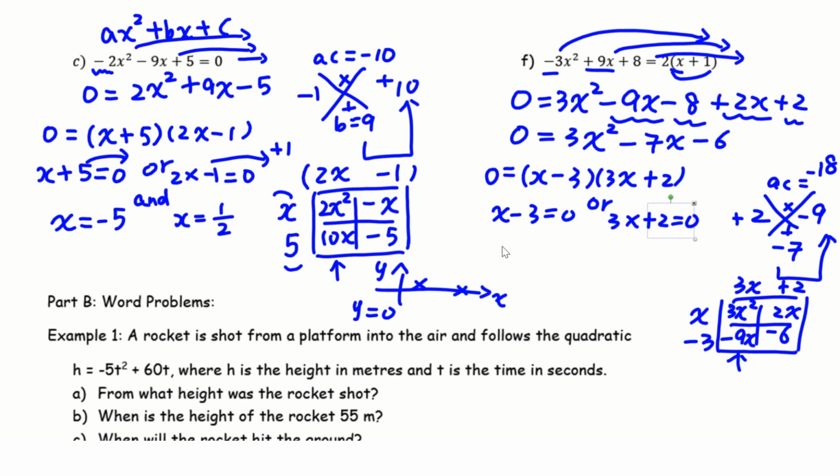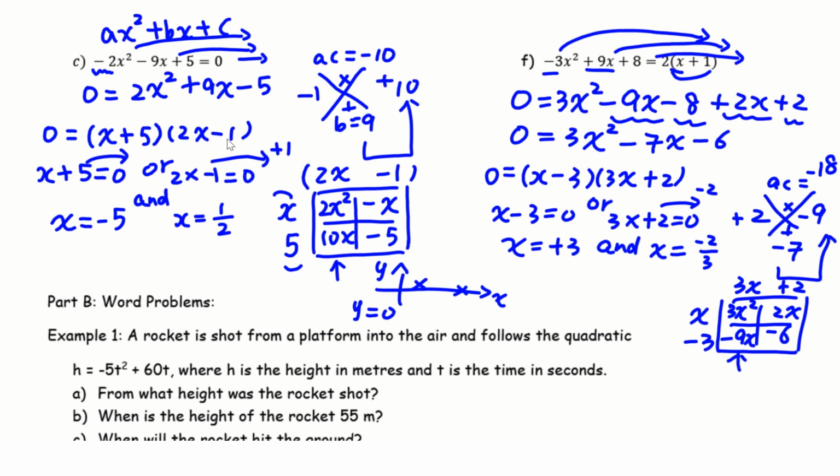Do the opposite operation. So x equals positive 3. And x equals negative 2 over 3. So move the 2 to the other side, negative 2, then move the 3 to the other side, divide. So this is what you need to know, how to solve quadratics by factoring.